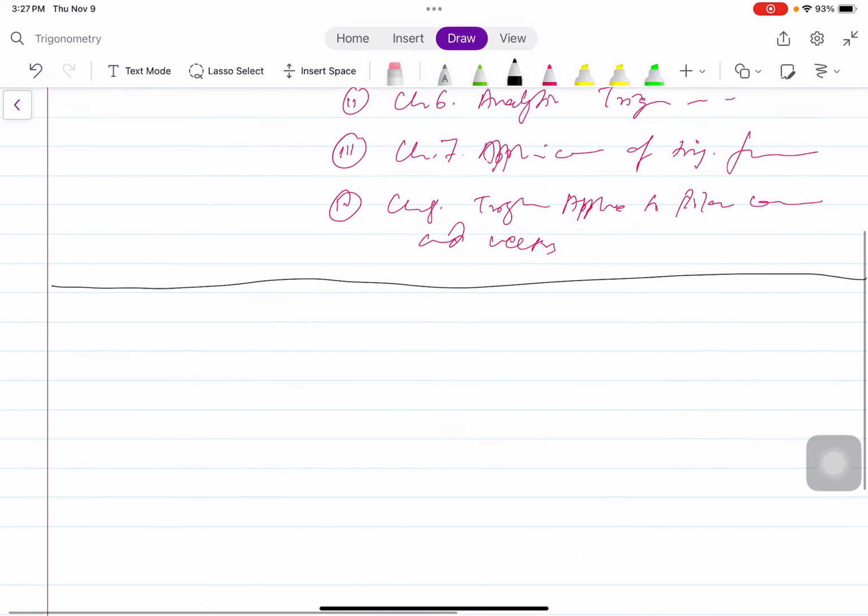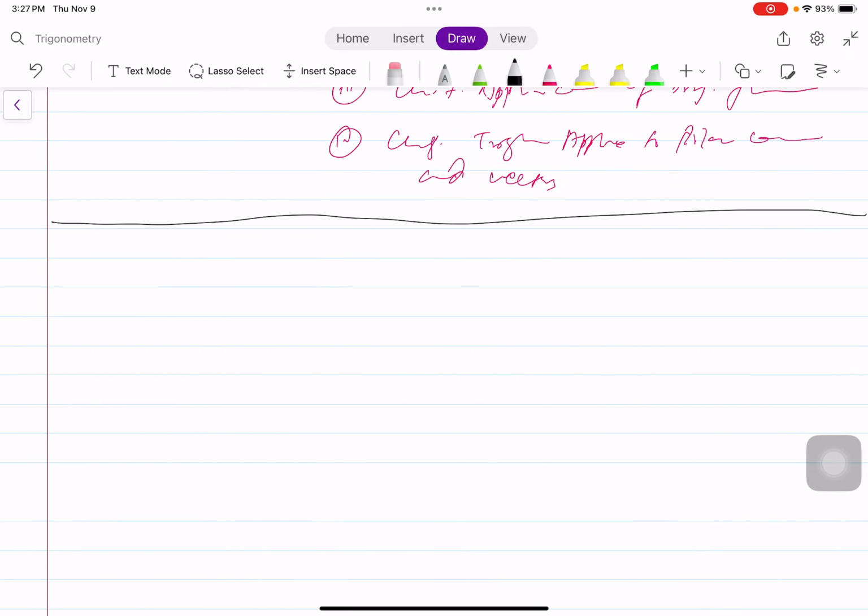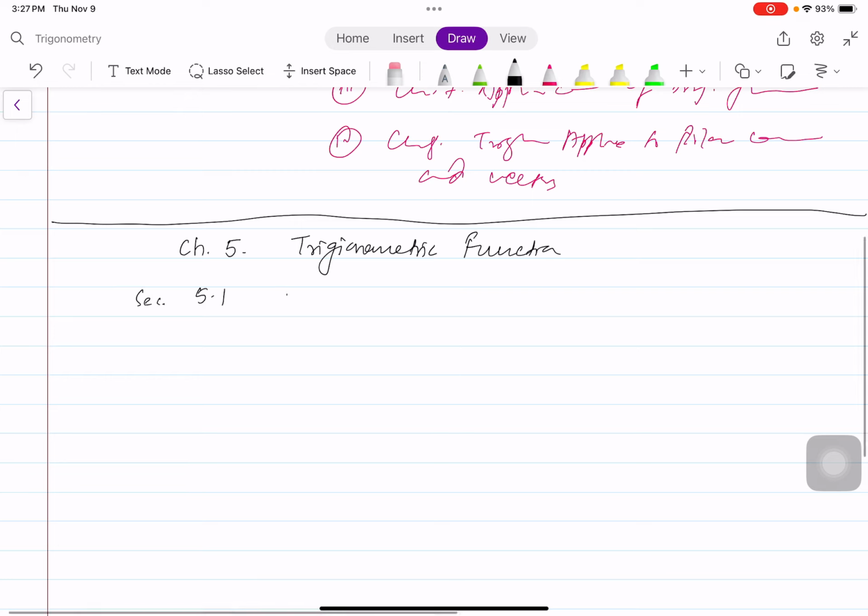So this is the first section from chapter 5. We will start from chapter 5, which is trigonometric functions. And we will go through section 5.1, angles and their measure. Angles and their measures.